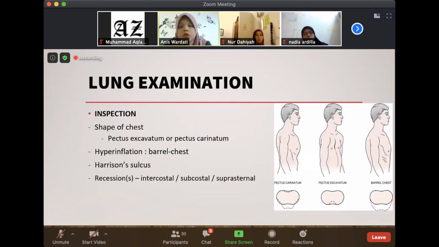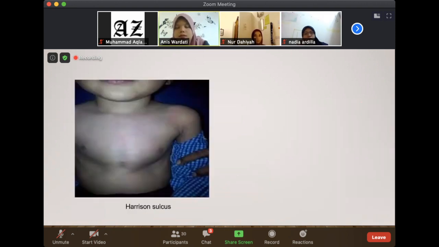So for the respiratory examination, on inspection, you can look at the size and the shape of the chest. It can be pectus excavatum or pectus carinatum, or it could be a barrel chest, which suggests that the patient has hyperinflation, for example in asthma. Or we can also look for Harrison's sulcus, which indicates chronic asthma, because when the chest is always hyperinflated and the diaphragm keeps on contracting, later it can cause Harrison's sulcus.